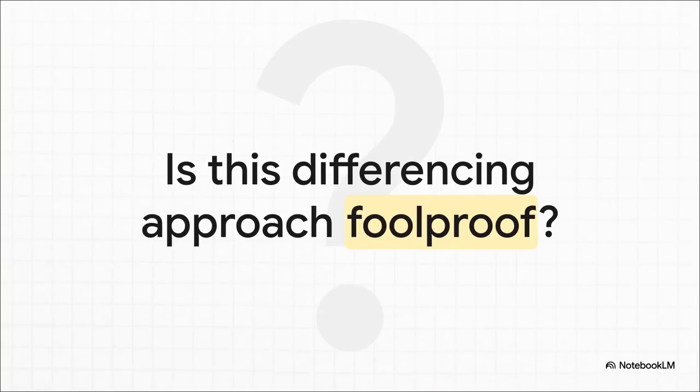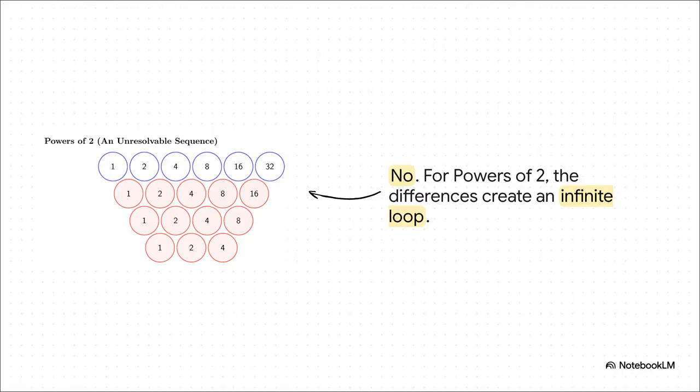So, what do you think? Is this differencing approach totally foolproof? Can we just throw any sequence at it and expect an answer? And the answer, maybe surprisingly, is a big no. And knowing this is just as important as knowing when it does work. Just look what happens when we try it on something as simple as the powers of 2. The differences, well, they just repeat the original sequence over and over and over. You never hit a stable foundation. You're just stuck in an infinite loop.